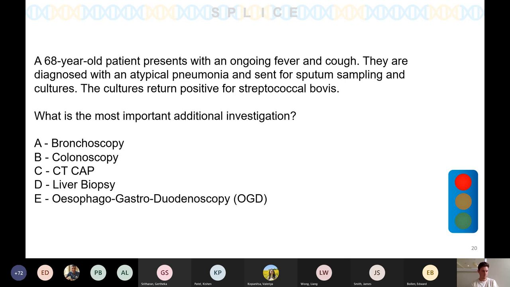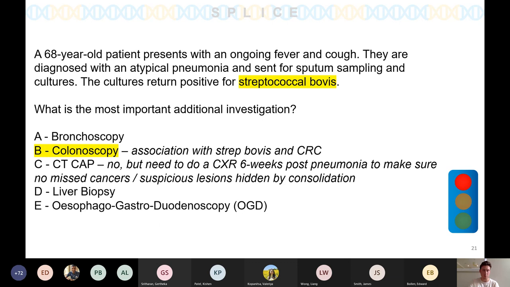Okay, nice. I thought this was a hard question, because this is basically whether you know the association or not, but lots of you have done excellent here. This is another niche point that they often like to get at. Essentially, there's this association with strep bovis and colorectal cancer. So if you've got a patient who comes in with a pneumonia and that's grown strep bovis, then you need to do a colonoscopy just to check that there isn't a cancer there.